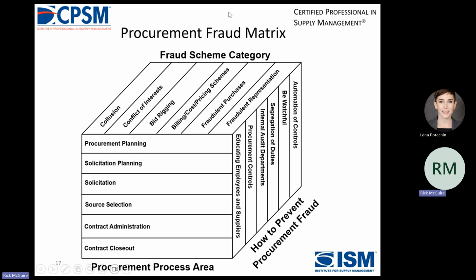So here's the fraud scheme matrix. There's a category, different categories. Here are the preventions over here. And then these are procurement process areas over here. Got a little picture for you.